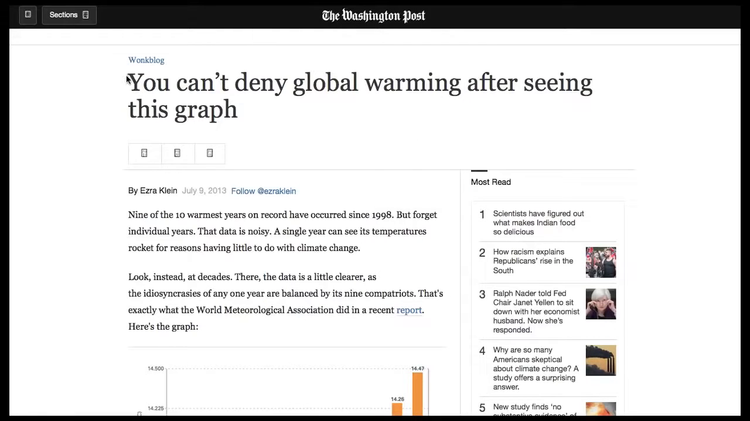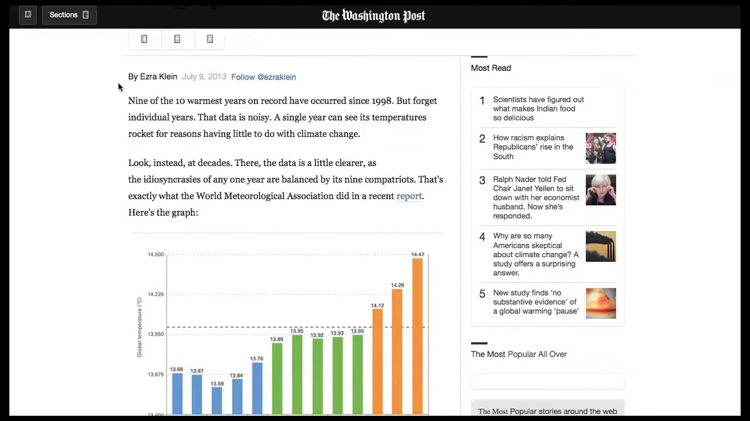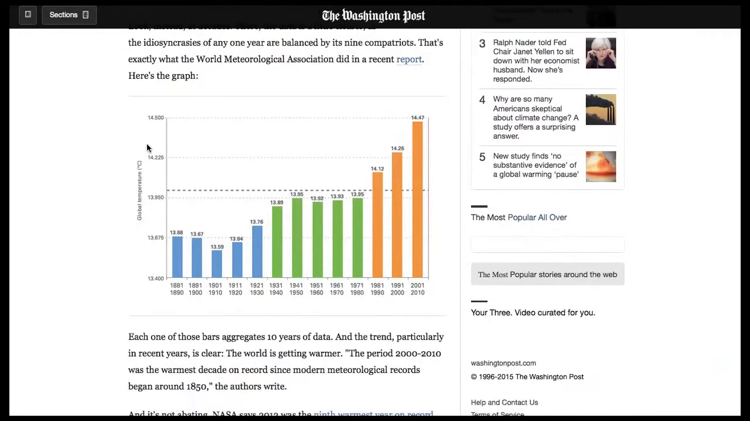From the Washington Post a couple years ago, the Wonkblog: You can't deny global warming after seeing this graph. And this is a graph from the World Meteorological Organization from a report that they did, and the report is linked up so you can go read it yourself. Basically this is the graphic that they have. It shows the global average temperature from 1880 at the dawn of the instrumental temperature record era, and up until 2001-2010, that decade. And this is a decade by decade plot of the global average temperature.